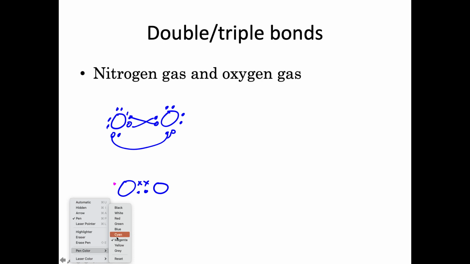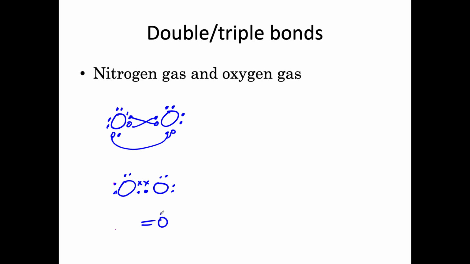That's red. I want blue. Well, that's magenta. Blue, 3, 4. And you notice that these are all correct, and this is a double bond, so we draw it like this.